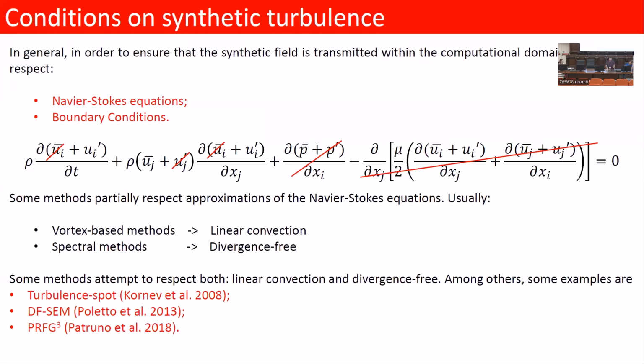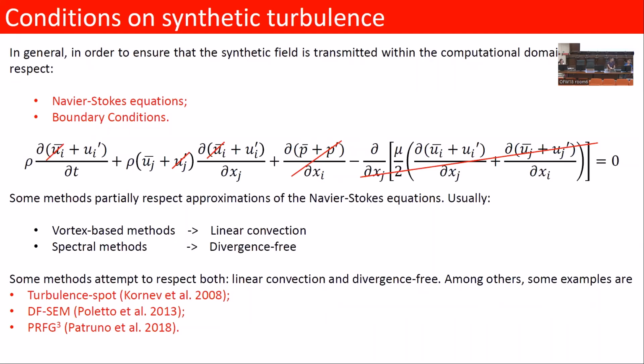And what you find is that the majority of the turbulence generation approaches, if they use vortex-based methods as a general category, will respect momentum conservation, but not the divergence-free condition. And if you use spectral methods, they will respect the divergence-free condition, but not the momentum conservation, as a general rule. There are exceptions. I show you some exceptions there.